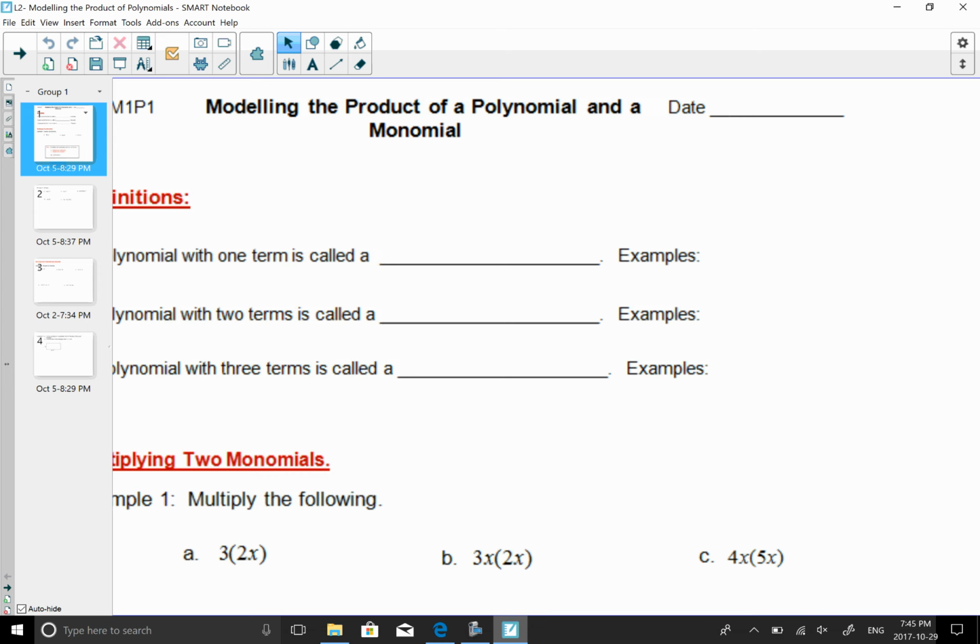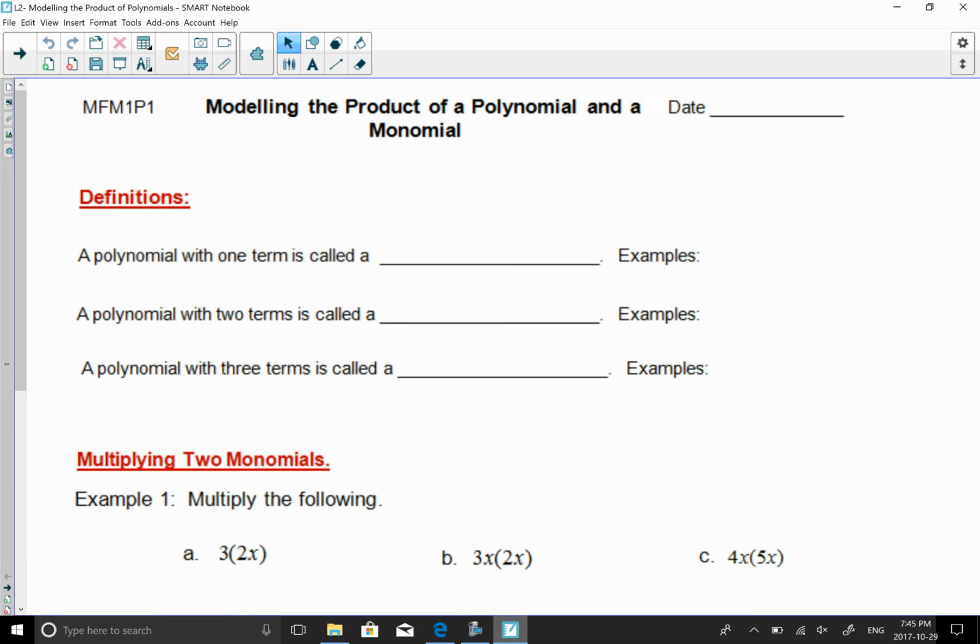This video is going to expand on our knowledge of multiplying polynomials. So, more distributive properties, but with exponent laws. A polynomial with one term is called a monomial. Examples of this could be just like 2x, that's one monomial.